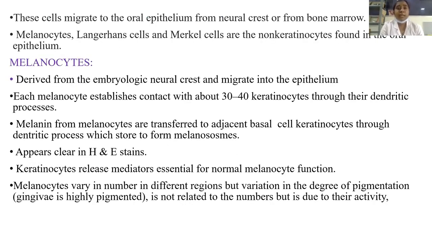So, what happens? These cells migrate into the oral epithelium from the neural crest or from bone marrow. Melanocytes, Langerhans cells, and Merkel cells are the non-keratinocytes found in the oral epithelium. Out of which, first we come across melanocytes, which are derived from the embryological neural crest and migrate into the epithelium. Each melanocyte establishes contact with about 30 to 40 keratinocytes through its dendritic processes. It appears clear in H&E, and keratinocytes release mediators essential for normal melanocyte function. It can vary in number in different regions, but variation in the degree of pigmentation is not related to the number, but is due to their activity.